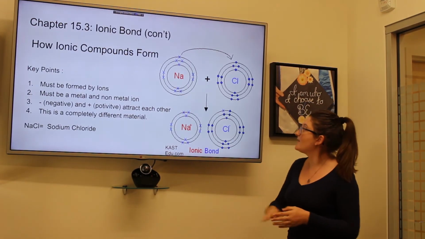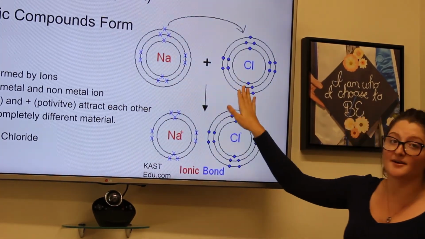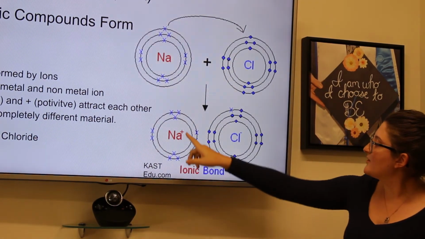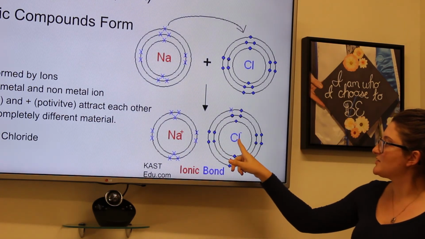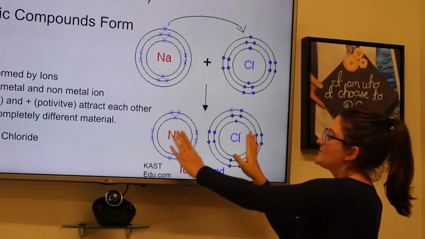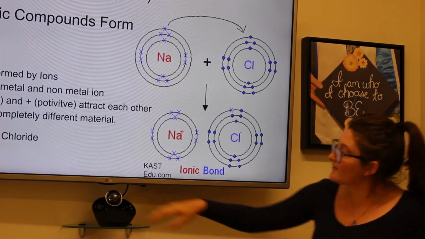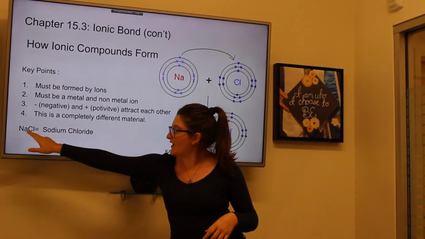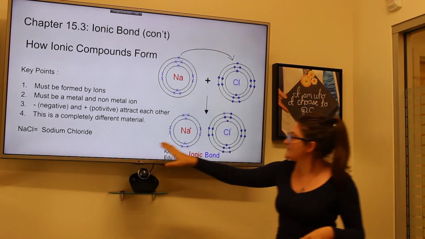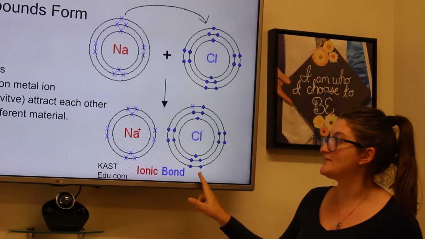So here we have, again, the sodium and the chlorine. The sodium is our metal and the chlorine is our non-metal. We now have them in ionic form. So this is positively charged and this is negatively charged. So now that they're completely separated, they can now come together to form an entirely new material. In this little compound we see, it becomes NaCl, which is sodium chloride. These elements keep their element lettering, but become an entirely new substance.